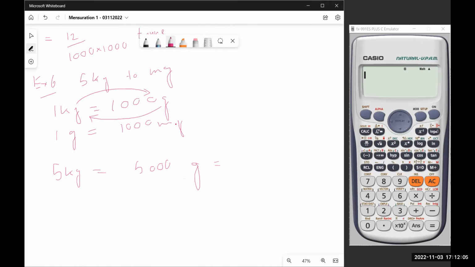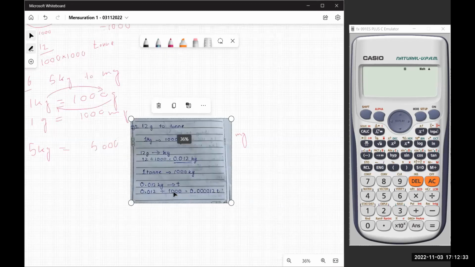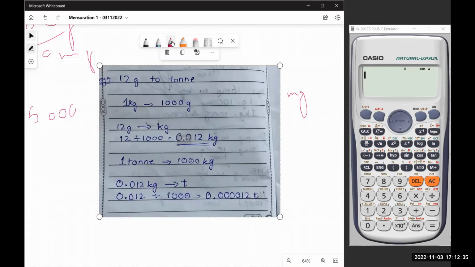Now I want to convert gram into milligram. So what will I do? 5000 gram into 1000. This will give me as the answer 5 million milligrams. Any questions? No. Najla, is this your answer? Yes, sir. That's correct. Good job. So we go gram to kg, divide by 1000, then kg to ton, divide by 1000. That's perfect.